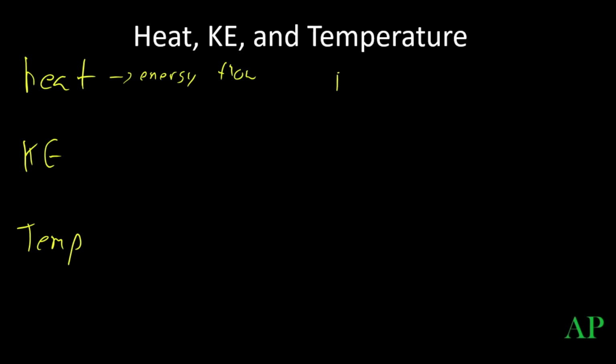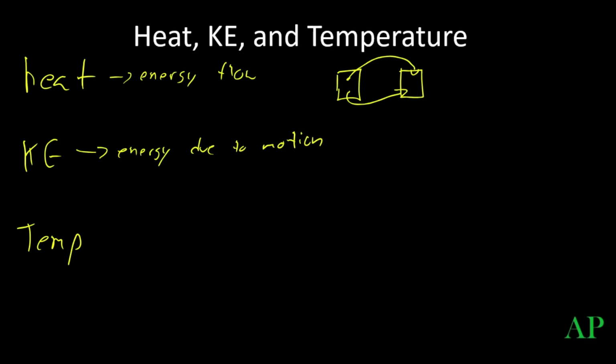Imagine I have a container and then a separate container right next to it. Heat would be energy flowing from this container over to this one. We know things tend to flow from a higher energy state down to a lower energy state. Kinetic energy refers to the energy due to motion. We covered it in the last section where we know the formula for kinetic energy is 1/2 mv squared.